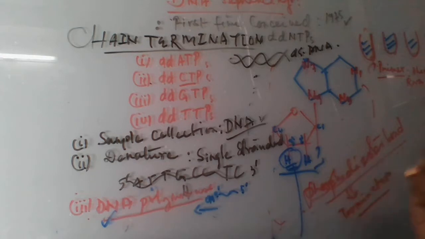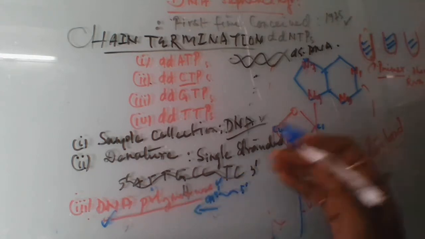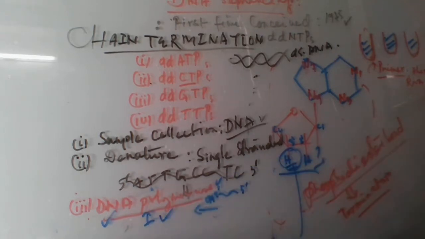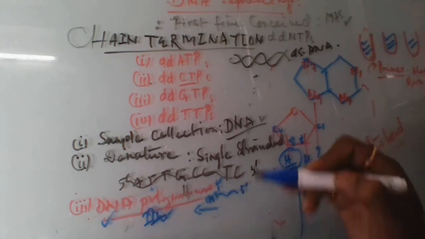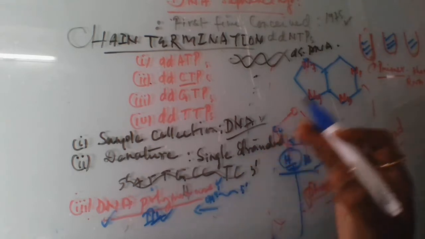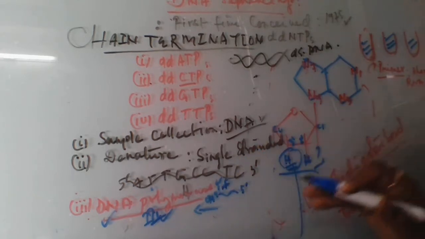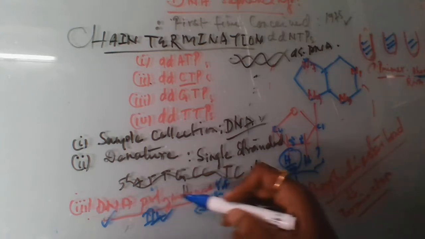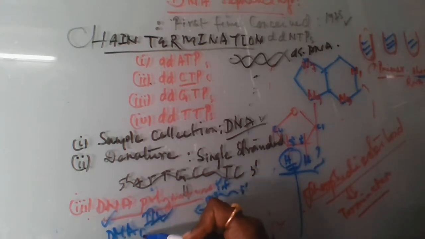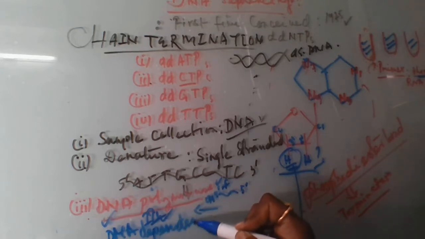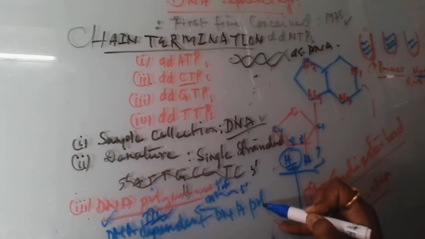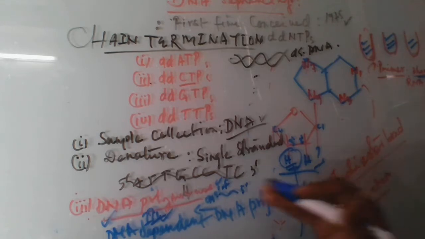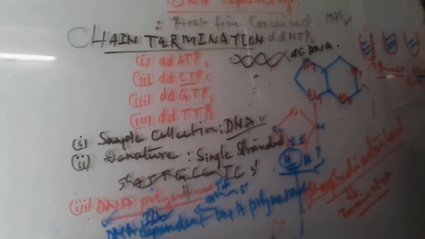It can be any DNA polymerase, artificial DNA polymerase, DNA polymerase 1, it is used for, DNA polymerase 3 by nature, it is for the extension. So whatever DNA polymerase you use, it will progress the chain. So a short DNA sequence, because your DNA polymerase is DNA dependent DNA polymerase. So DNA dependent DNA polymerase is used for the chain extension.